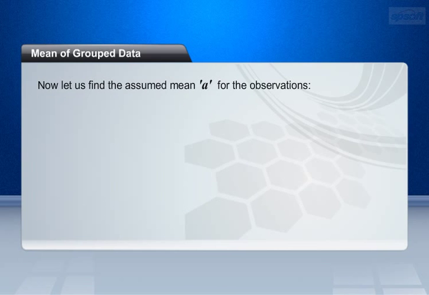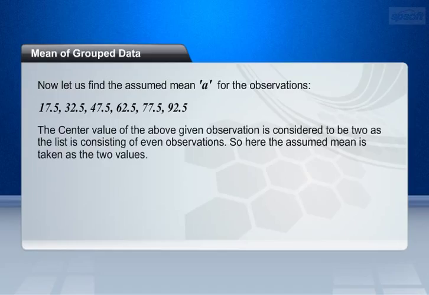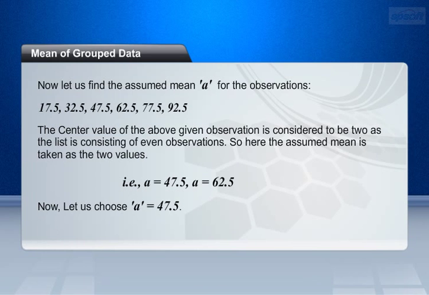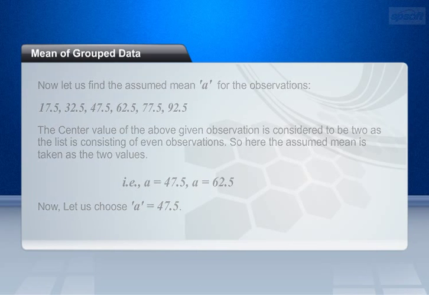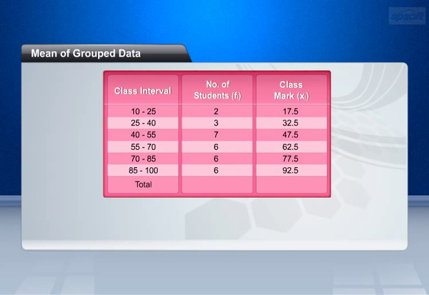Now, let us find the assumed mean A for the observations 17.5, 32.5, 47.5, 62.5, 77.5, 92.5. The list consists of an even number of observations, so there are two center values. So here, the assumed mean can be taken as either of the two values, that is, A equals 47.5 or A equals 62.5. Now, let us choose A equals 47.5. After calculating the class marks, the table consists of values as shown.